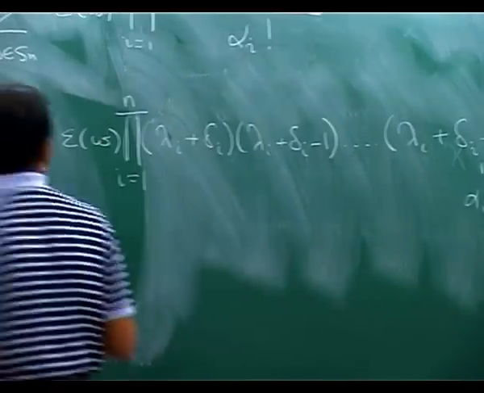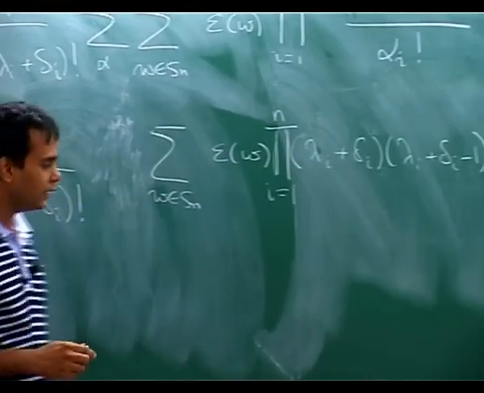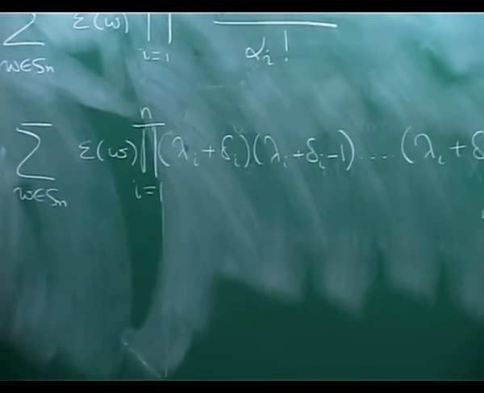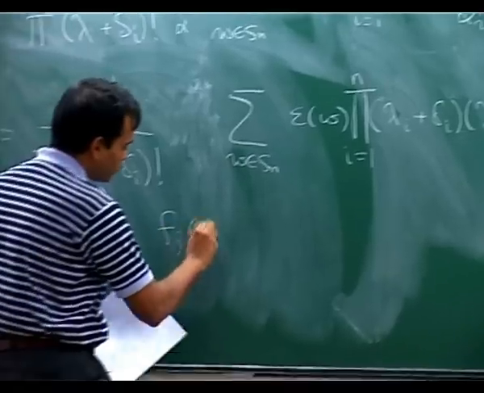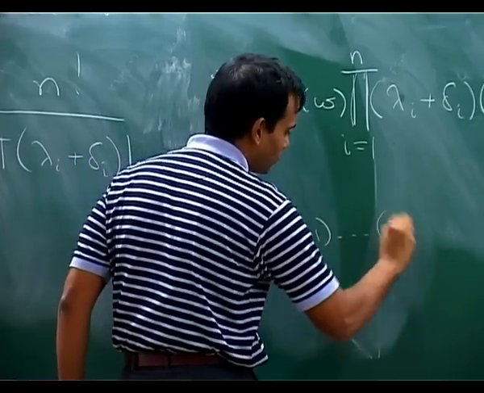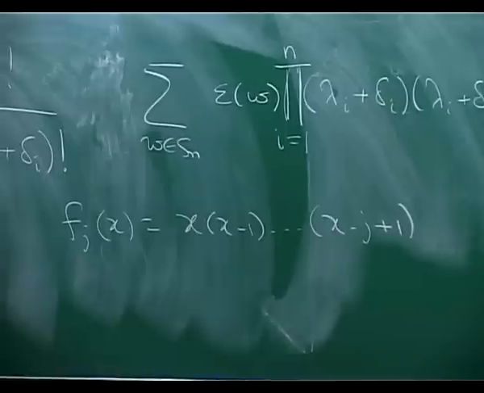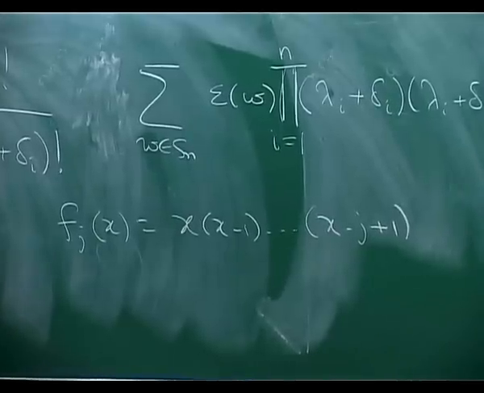Okay, so now I want to bring this down to the Vandermonde determinant. So here is what we will do. If you define fj of x to be the polynomial x times x minus 1, you take j factors, up to x minus j plus 1. So that is a monic polynomial in x of degree j.